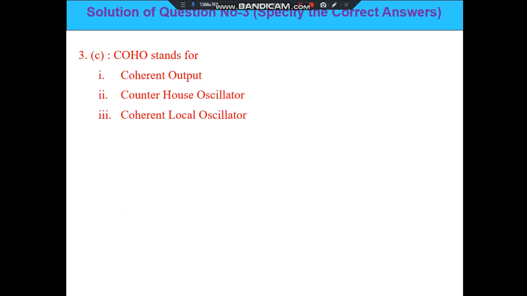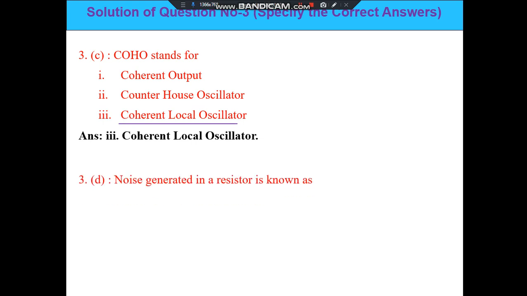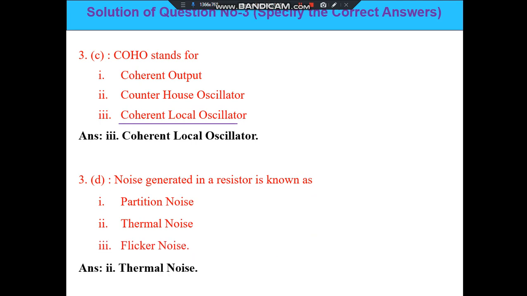Next, COHO stands for coherent output, coherent house oscillator, or coherent local oscillator. So it is generally coherent local oscillator. Noise generated in a resistor is known as partition noise, thermal noise, or flicker noise. So noise generated in the resistor is known as thermal noise. This question was also repeated; it came in the year 2022 also.